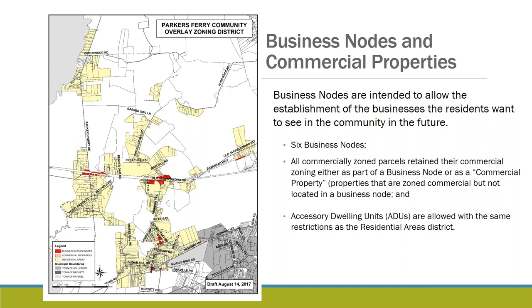Commercial properties are those properties that are zoned commercial in the overlay but are not located in a business node. So we have six nodes, and then we have a scattering of commercial properties. Those were either properties that were zoned commercially prior to the overlay, and we didn't want to take that away from them, or they were ones that were zoned commercially as part of this process. There also was an allowance for accessory dwelling units with the same restrictions as residential areas for accessory dwellings.